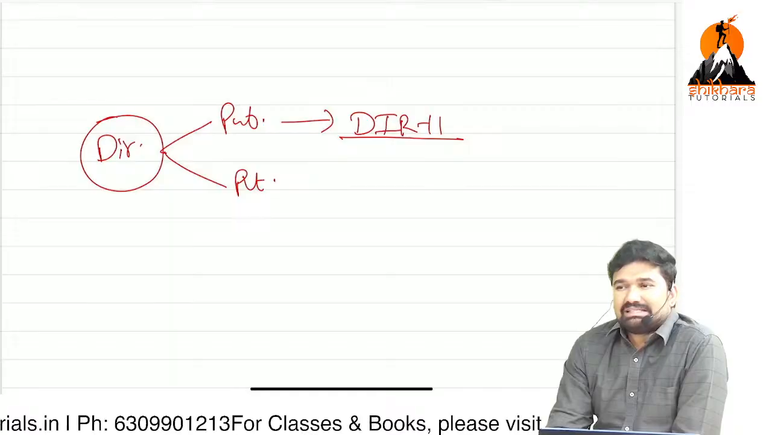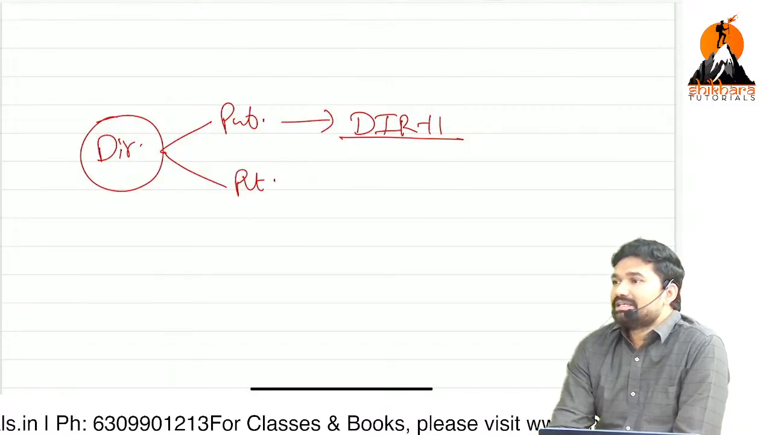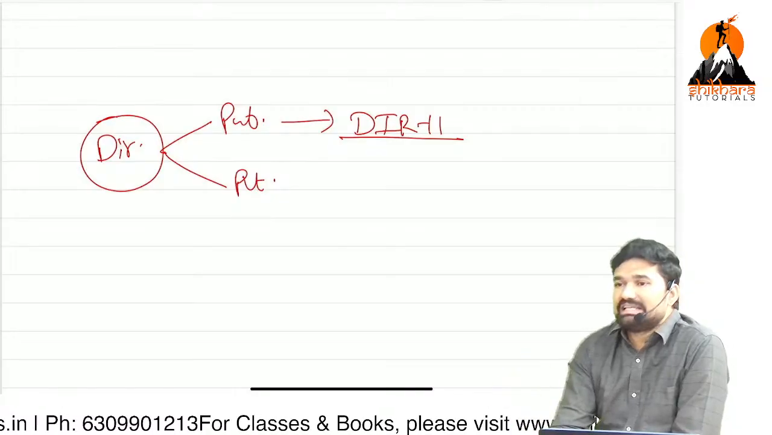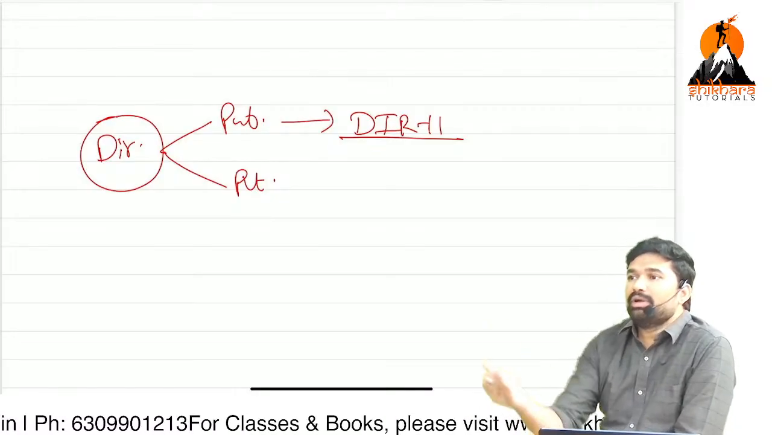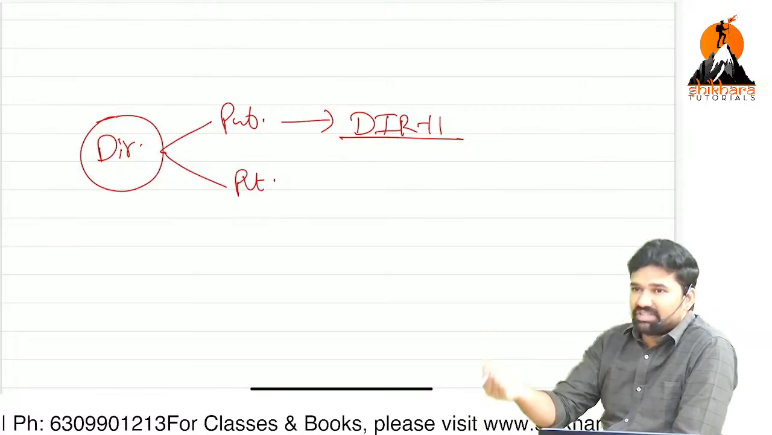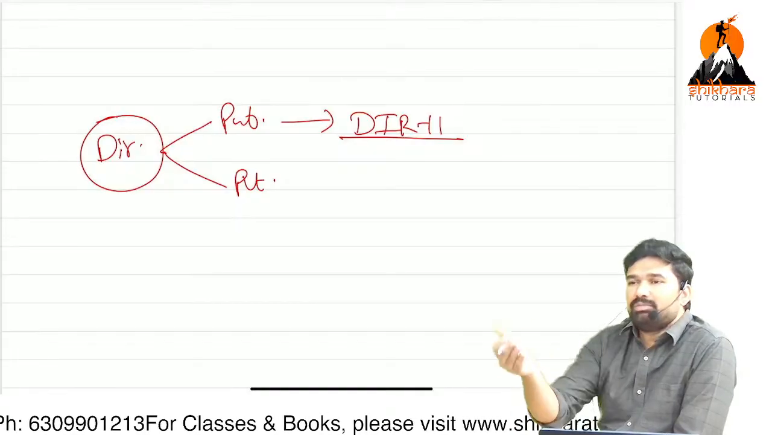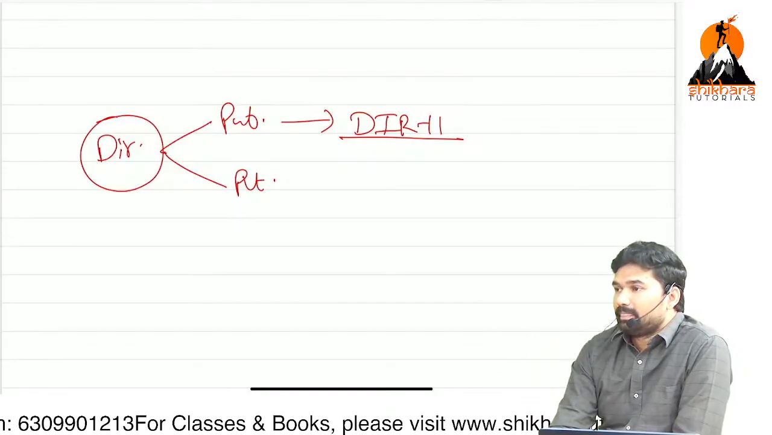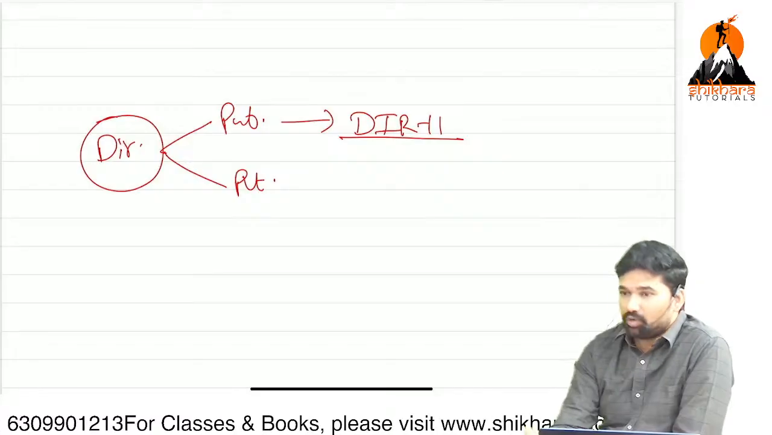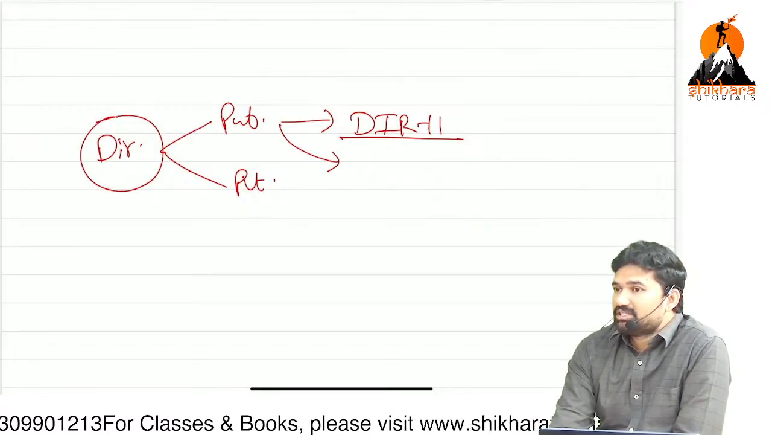DIR 11 consists of why you are going out of the company. What are the reasons for your resignation? Whether it is because of your personal reasons or your professional reasons, whatever the reasons, you have to mention them and inform MCA. DIR 11. Okay, and one more obligation is also there.